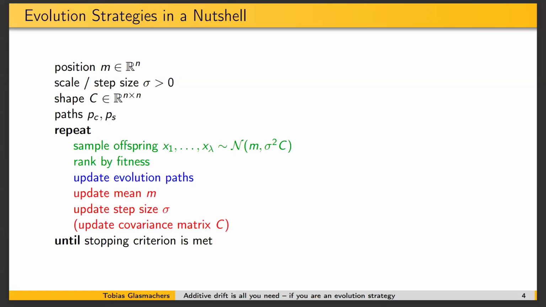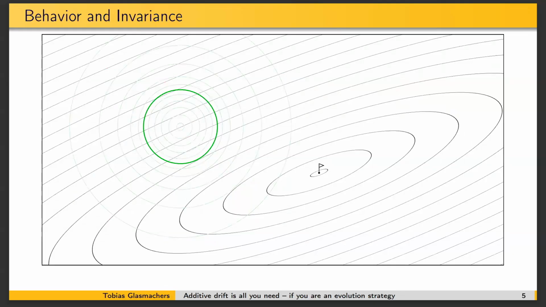But then the really important part is, of course, we want to update the state that makes up this search distribution. We'll update the mean, the step size, and if we have one, also the covariance matrix. So that's quite abstract. So let's look at what this means in terms of pictures. So here is some not so badly conditioned ellipsoid function. So this little flag here is the optimum, and you can see the level sets.